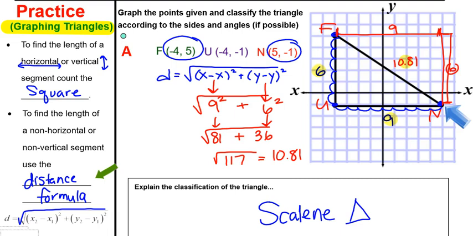Now, if we want to think about the angles of the triangle, the one angle that really sticks out to me is this angle down in the corner, the U angle. And you notice that it actually follows the boxes right there. That actually is a 90-degree angle.